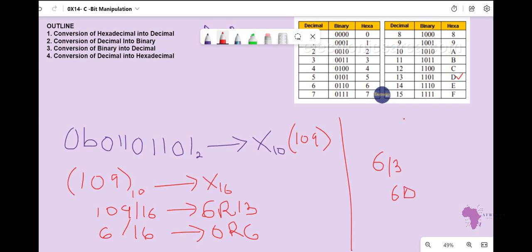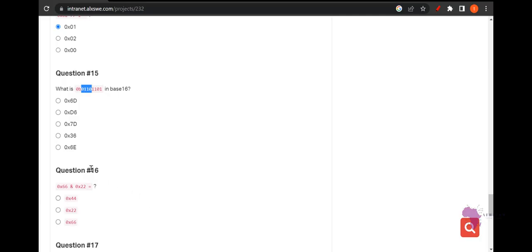But remember one thing, don't forget the hexadecimal notation, which is 0x. So our answer will be 0x6D. And that will be our answer. Let's get back to it. Yes, we have it to be 0x6D, like that.